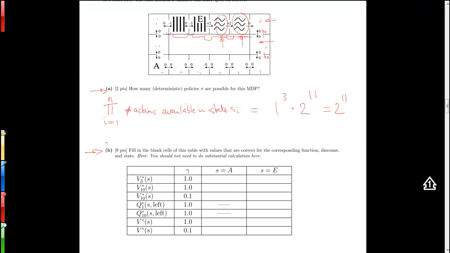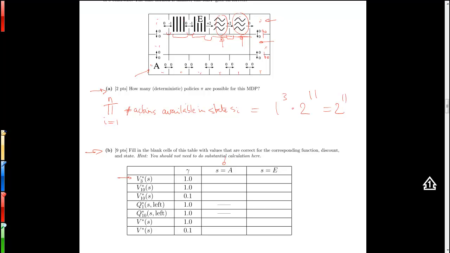Let's look at the next question. We're supposed to fill in the blank cells of this table with the values that are correct for the corresponding function, discount, and state. First one here, V3 star of S, with gamma equals 1.0. And here our state is equal to A. So we start with A, which is the state over here. And we're asked, what is the optimal expected value?